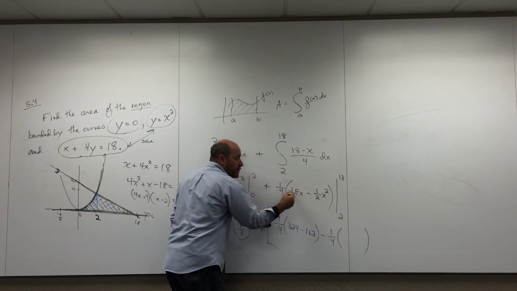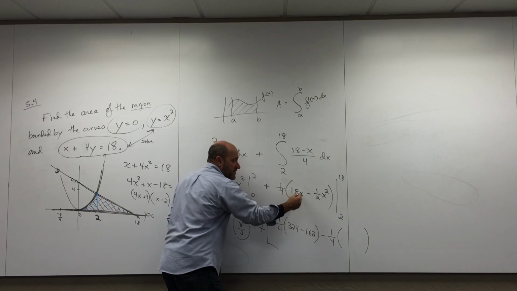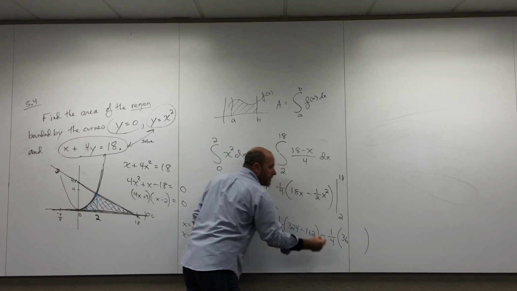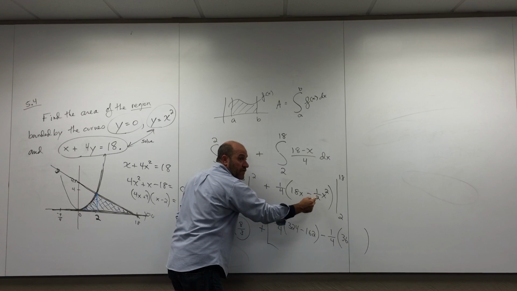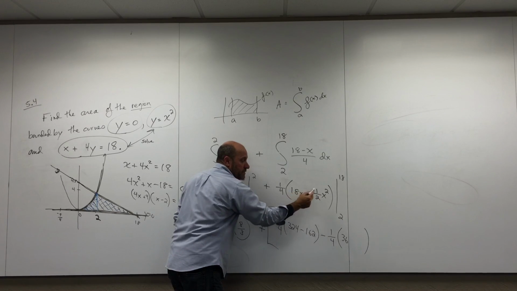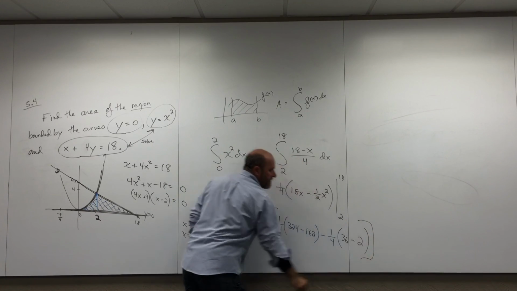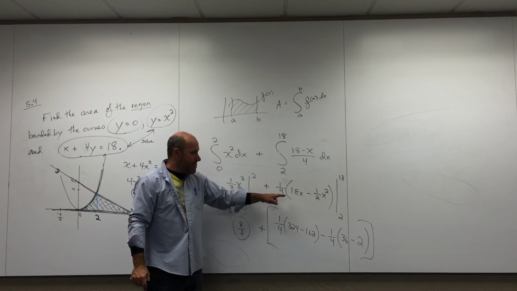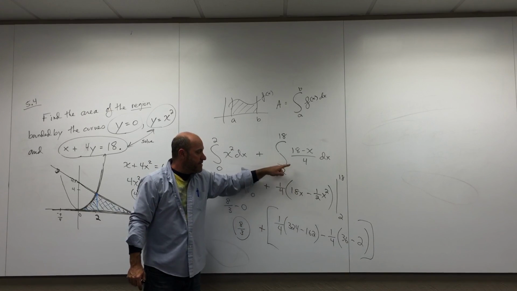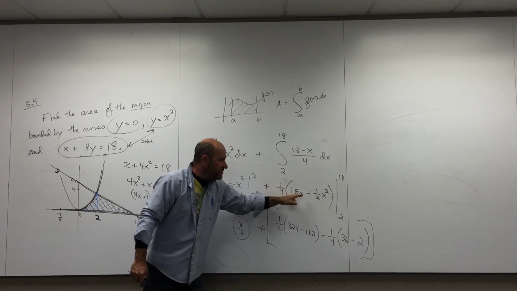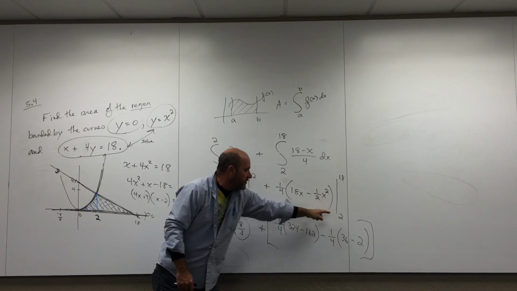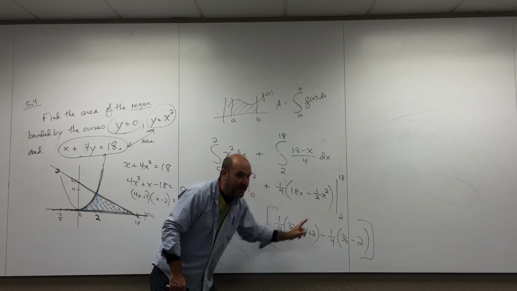Now I'm plugging in the 2. That's a 36. And that's a 4 over 2, which is a 2, when I plug in the 2. Okay. I integrated. I plugged in the 18. I plug in the 2. I subtract those.